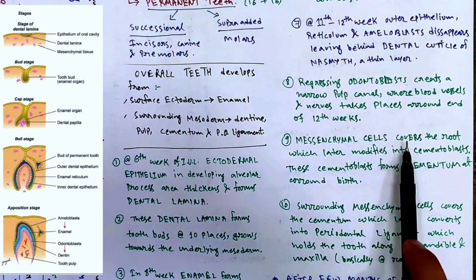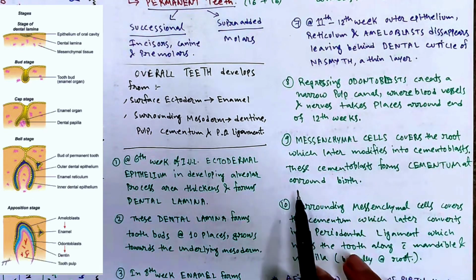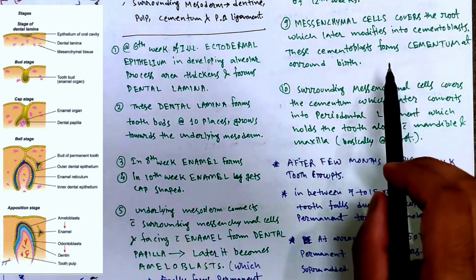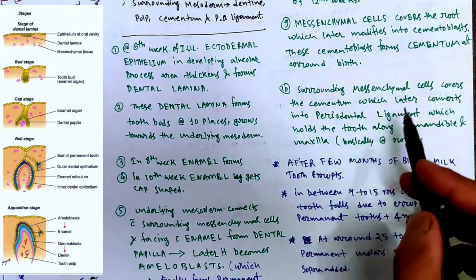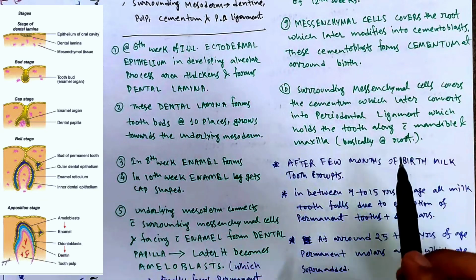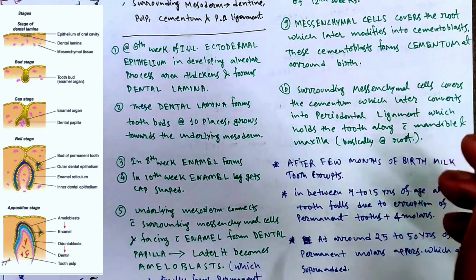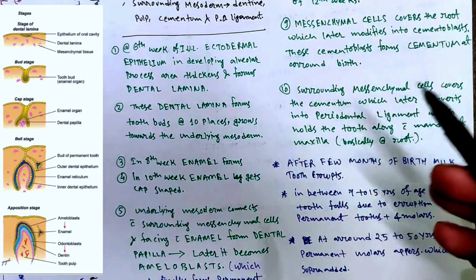The mesenchymal cells cover the root and later modify into cementoblasts. These cementoblast cells form the cementum at around birth. After formation of the cementum, the surrounding mesenchymal cells also cover it, and these later convert into the periodontal ligament. This ligament attaches or holds the root of the tooth to the mandible in the lower jaw and the maxilla in the upper jaw.